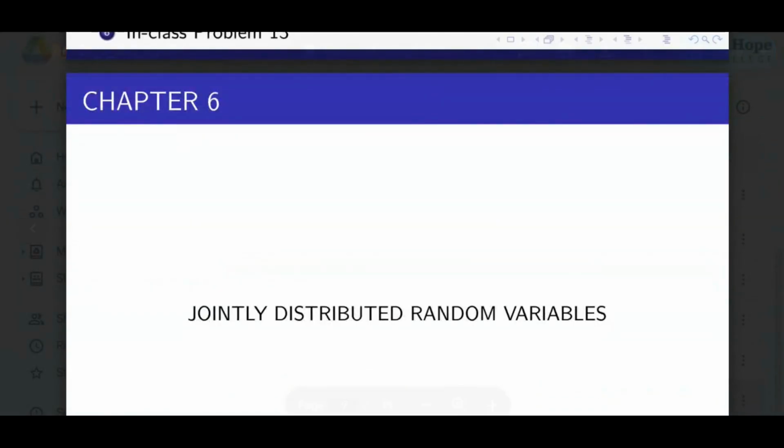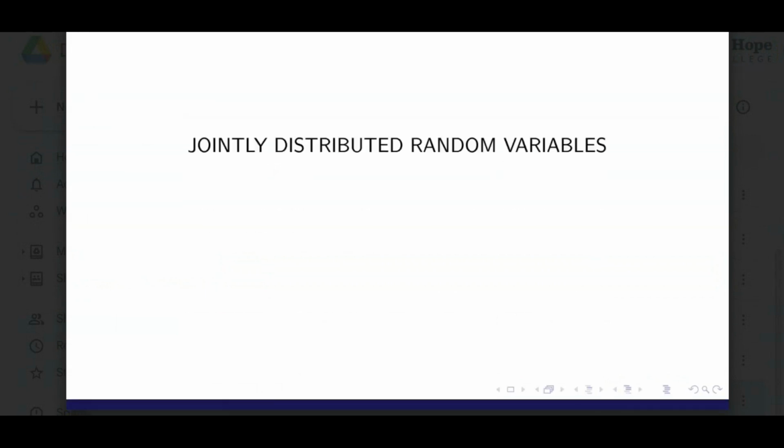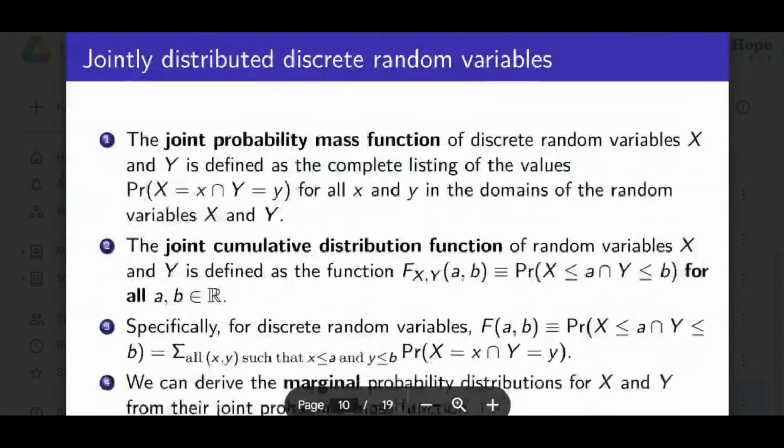So we're going to look at a slight generalization of where we come from. We're going to look at what happens if you have more than one random variable. So this is where you have jointly distributed random variables, and that's what we're going to get into now. First of all, we're going to talk about jointly distributed discrete random variables. So instead of just having the one discrete random variable, we now have two or more.